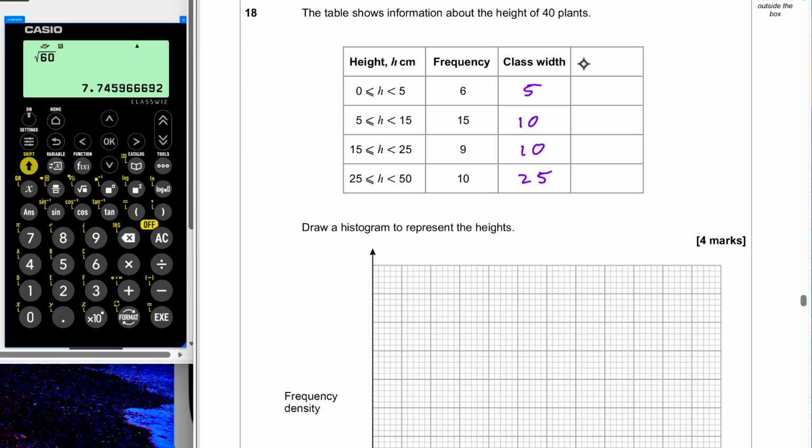So we're going to have frequency density here. I'm going to put FD. Frequency density is equal to frequency divided by class width. So 6 divided by 5 is going to be 1.2.